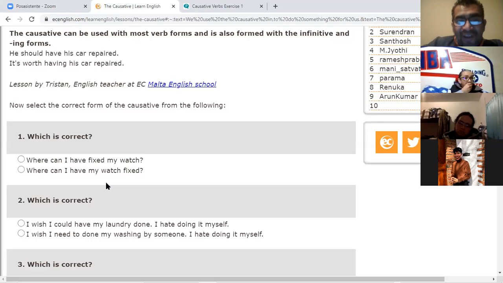So, now select the correct form of the causative from the following. So here you have to check which of the two sentences is the correct one in causative form. Okay? So which is correct? Where can I have fixed my watch? Or where can I have my watch fixed? The first or the second? The second, I think. Second. The second. Where can I have my watch fixed? Very good.